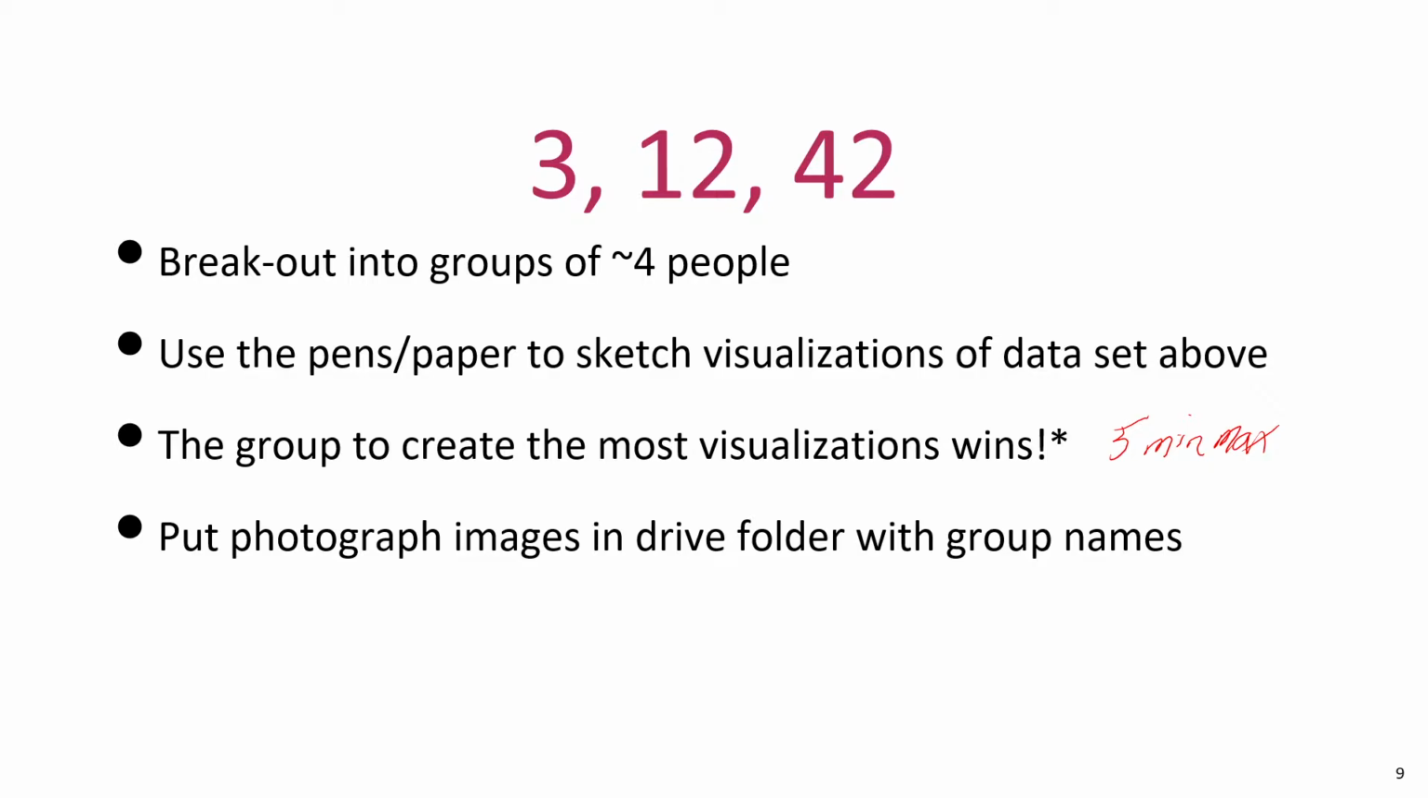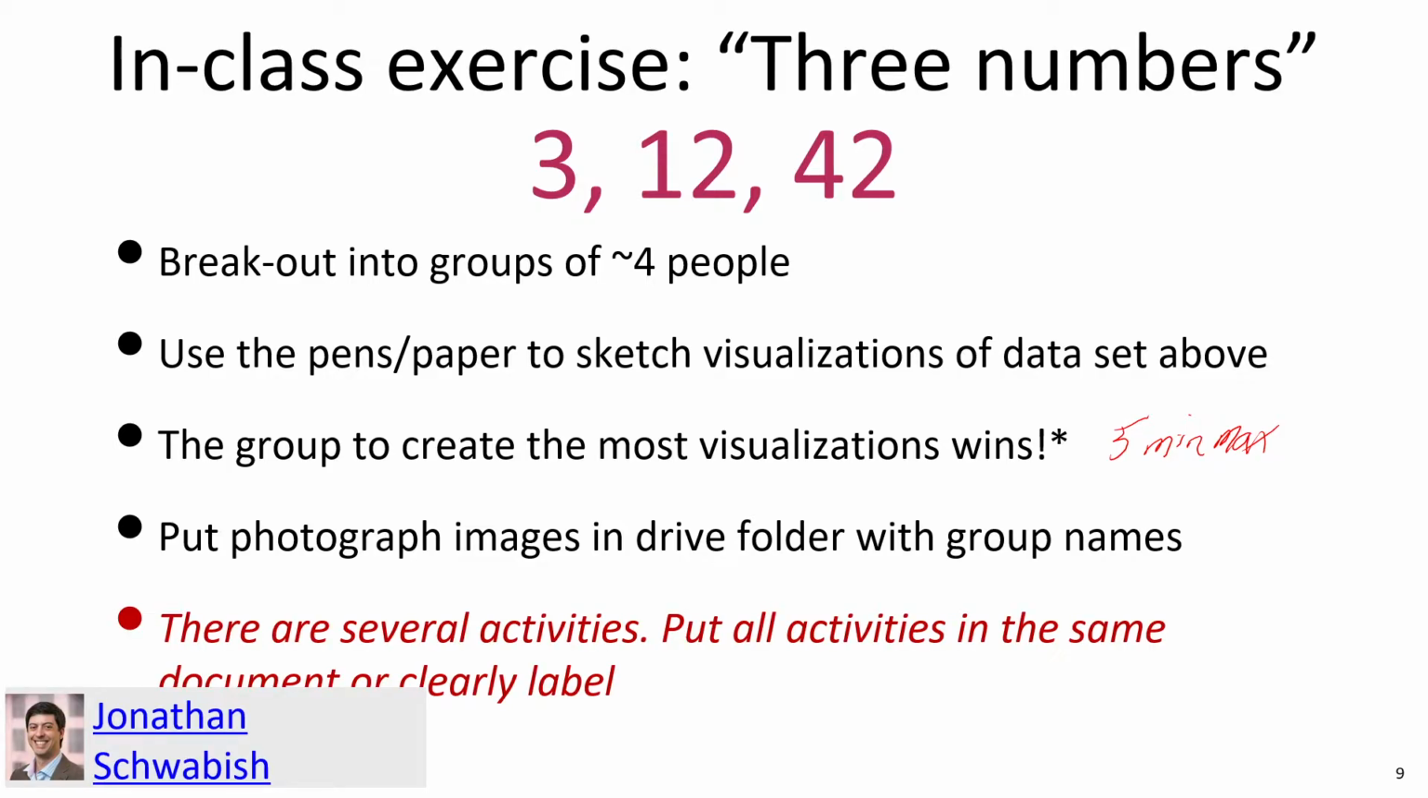Put a photograph on the drive. It might be multiple photographs, or put it in a document so we can see it later. And there are several activities, so either clearly label your different files with your names on them, or put them all in one file. Okay. And by wins, I mean wins nothing, right? Okay. So try that out. How many different ways can you represent 3, 12, and 42?